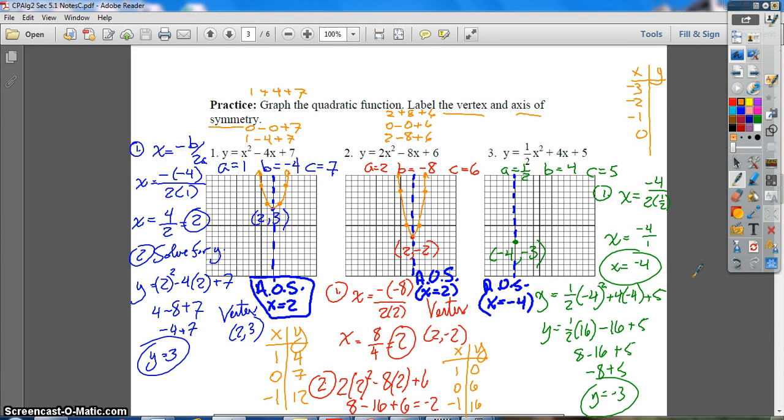You may have to look past that. Let's see what we get when we put in negative 3. That would be 9, half of 9. This would be negative 12 plus 5. Okay, so half of 9 is 4.5. 9.5 minus 12.5 is negative 2.5.